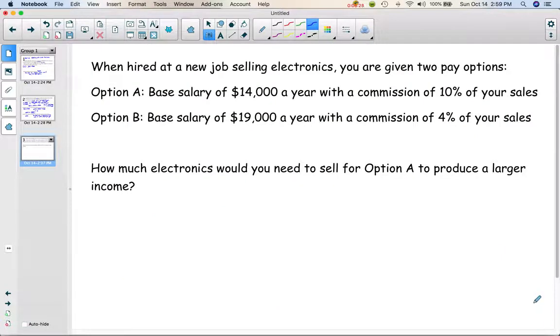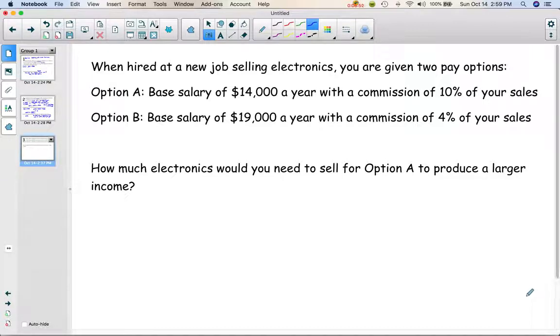And the last example I want to go over with you is when hired at a new job selling electronics, you are given 2 pay options. Option A is a base salary of $14,000 a year with a commission of 10% of your sales. And option B is a base salary of $19,000 a year with a commission of 4% of your sales. How much electronics would you need to sell for option A to produce a larger income?